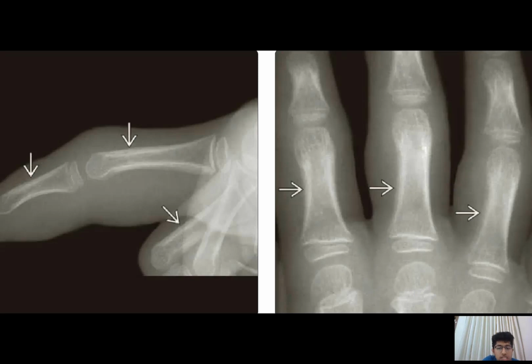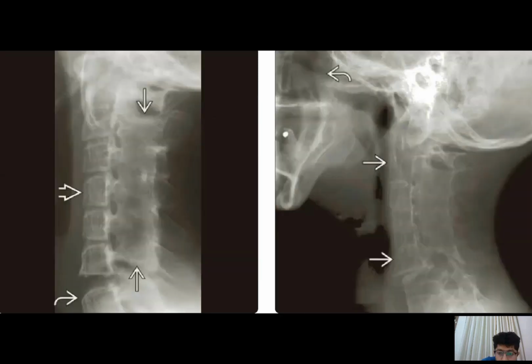Also this can be seen in some other conditions like sickle cell dactylitis or tuberculosis dactylitis. So sickle cell dactylitis, tuberculosis dactylitis, and juvenile idiopathic arthritis, all three of them can have diffuse periosteitis like this, with soft tissue swelling at this age.